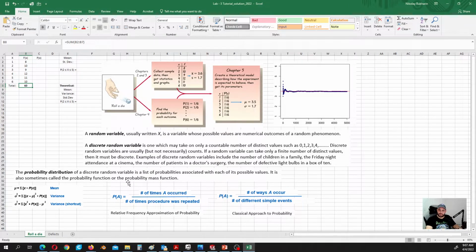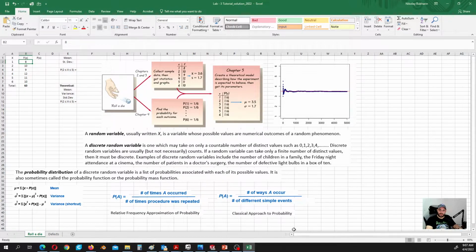So let's introduce the definitions of probability, which we are going to use here. Relative frequency approximation of probability. This is the experimental value. We take the number of times A occurred, which in the case of 1 is 8, and divide by the number of times the procedure was repeated, which is 60.